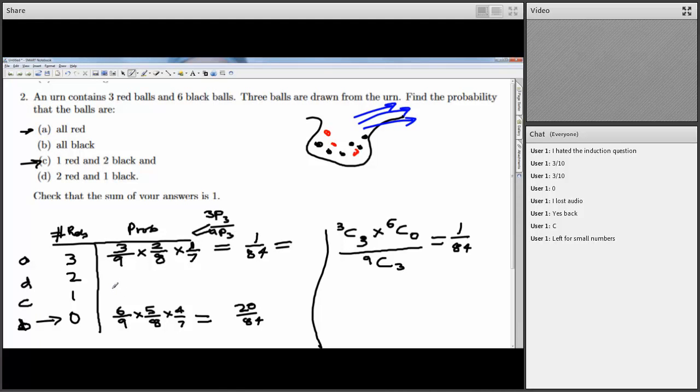So the way to do that would be I've got 3 possible orderings. That's the number of orderings. And for each ordering, essentially, I've got to pick the red ball. If I picked it first, for example, I'd have 3 out of 9 to pick the red first. Then I multiply by 6 black out of the 8, and then I'll pick another black ball, so there's 5 left out of the 7 remaining. So this term is the probability of getting a red, then 2 blacks in that particular order.